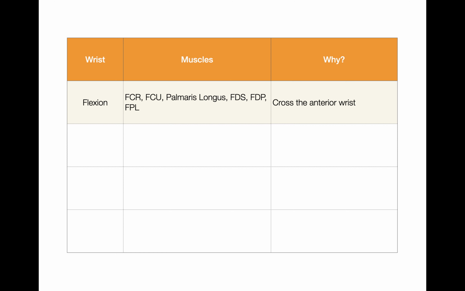But flexor carpi radialis, that tells you it flexes the wrist. Carpi means wrist. Flexor carpi ulnaris also tells you it flexes the wrist. What doesn't tell you it flexes the wrist initially would be palmaris longus, but it does cross the anterior wrist on the way to the palm. That's the muscle that maybe not everybody has. But it does cross the anterior wrist in the majority of us that do have one. And then you have flexor digitorum superficialis, FDS. FDP would be flexor digitorum profundus, and then flexor pollicis longus. As these muscles, as their tendons pass anterior to the wrist to the digits, they can help with flexion at the wrist. So keep that in mind.